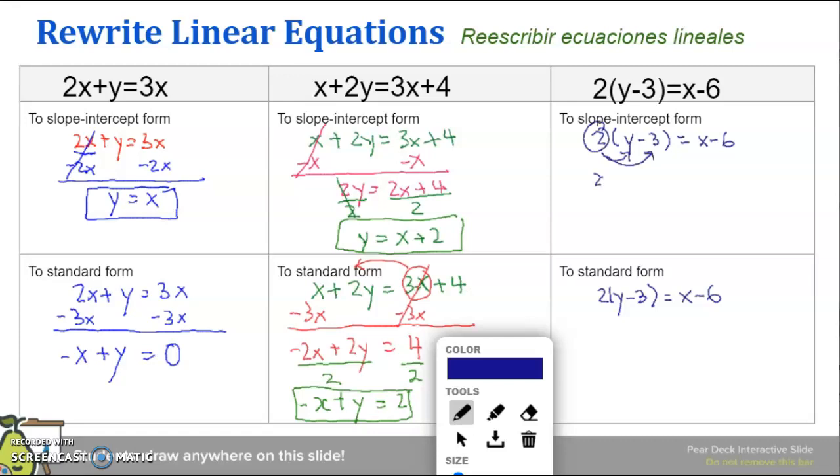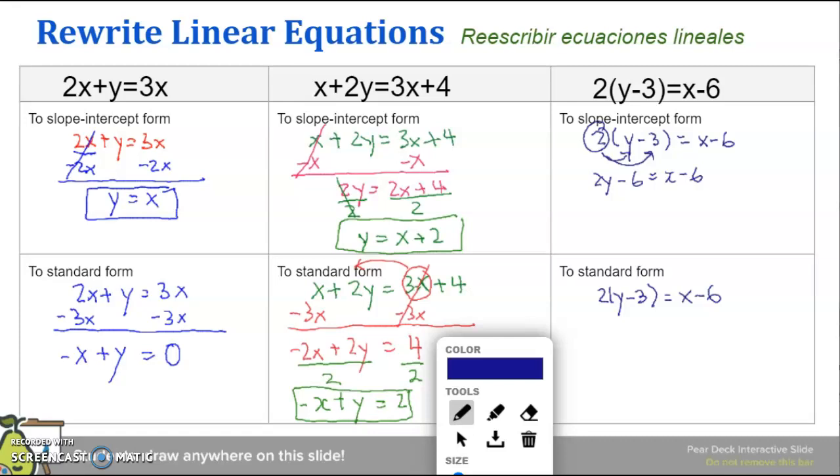So that becomes 2y minus 6 is equal to x minus 6. Okay, so now what do I have here? I have 2y minus 6 is equal to x minus 6. I want to get to y is equal to something. That means I need to get rid of everything that is around y. So I want to get rid of 2 and I want to get rid of negative 6.